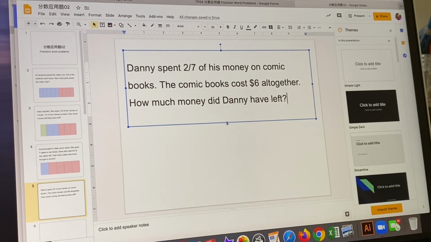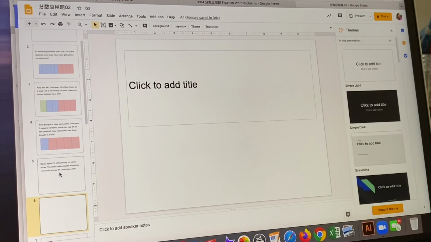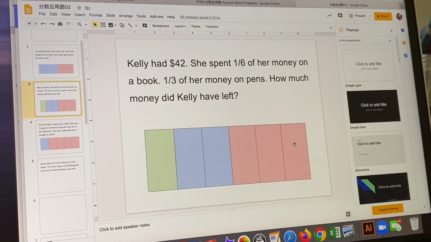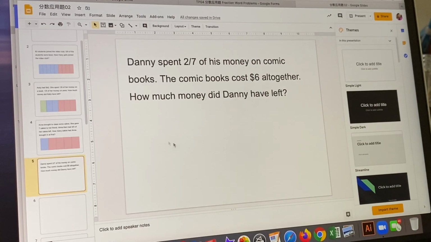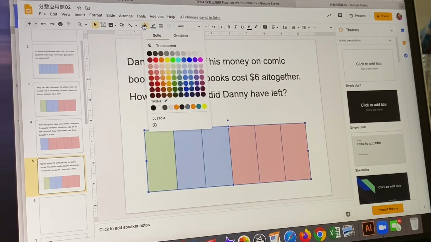Danny spent 2/7 of his money on comic books. The books cost $6 altogether. How much money did Danny have left? So Danny has spent this much of money, 2/7. So I need to draw 7 blocks. 1, 2, 3, 4, 5, 6. We draw 7 blocks and change into gray color to begin with, so that we are not confusing anybody.